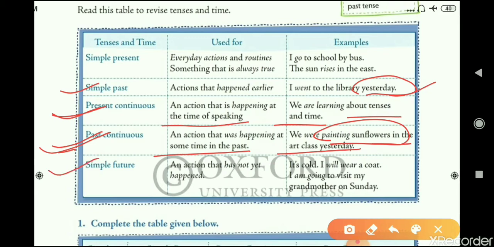Now simple future. An action that has not yet happened means वो action जो अभी तक नहीं हुआ है. It's cold, I will wear a coat means it's cold, I will wear means अभी मैं पहनूंगा coat. I am going to visit my grandmother on Sunday. Sunday means coming Sunday means अभी जो आने वाला Sunday है. I will visit my grandmother. So this is an example of simple future.